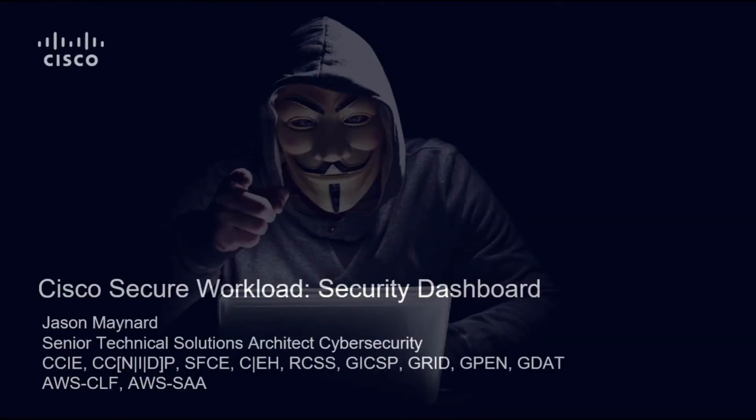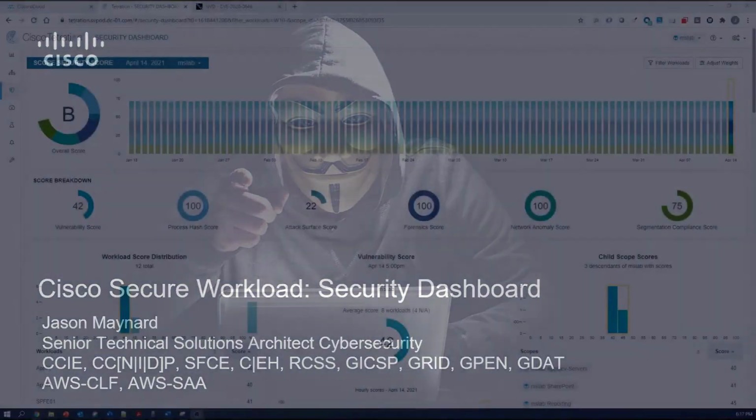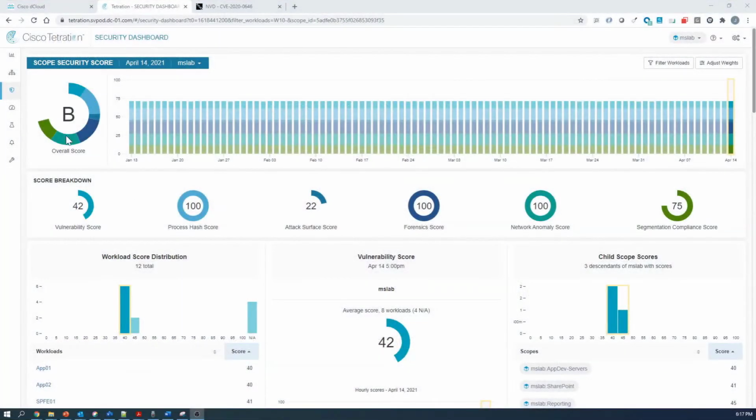Secure Workload, Security Dashboard. All right, so when you first log in, you get your overall score of, in this case, B. You've got a timeline. You can pivot. The scores may change based on that date. Vulnerability score, anything lower than 100 is bad. So it's like school, 100 is good. You've got a collection of elements here: process hash, attack surface, forensic score, network anomaly, and then segmentation.